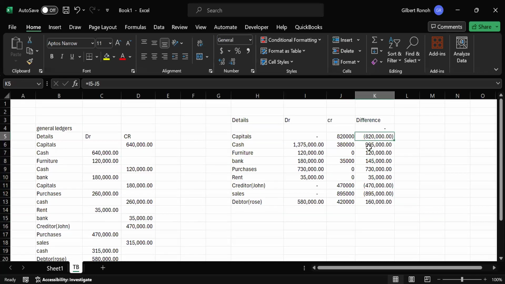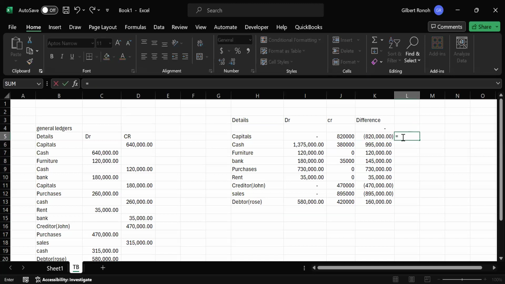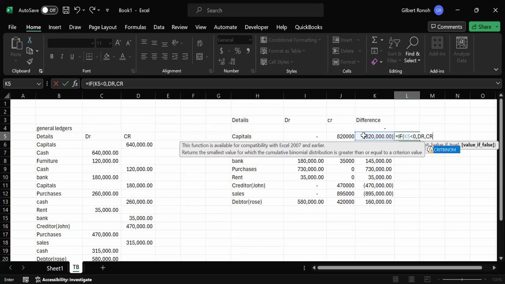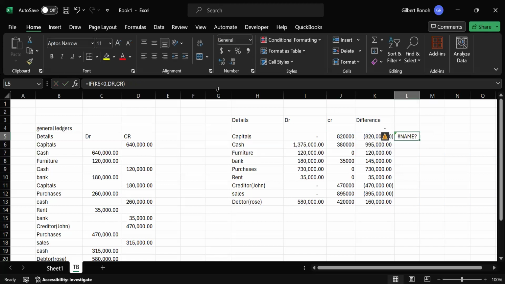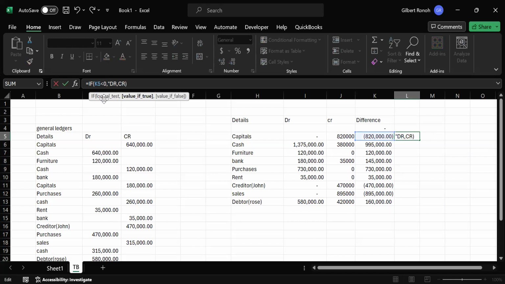So what happened now? Capital is negative, so we can now use the Excel formula. We say if this one is more than 0, what do we need? We need a debit, or what? Credit. If it is not, then you give us a credit. But now, because this one is a text, you have to put the double quotes.